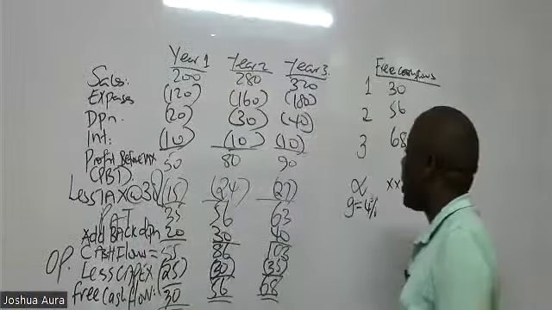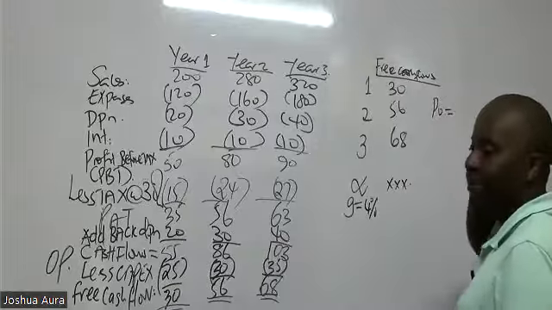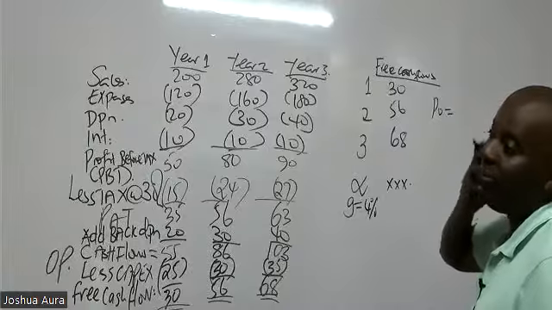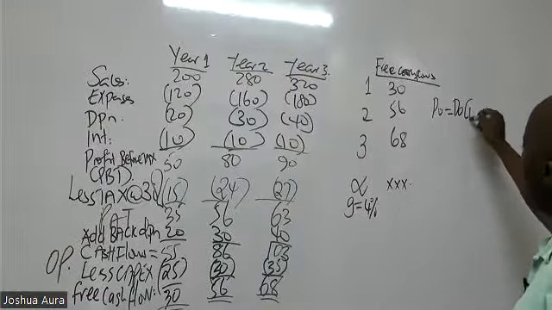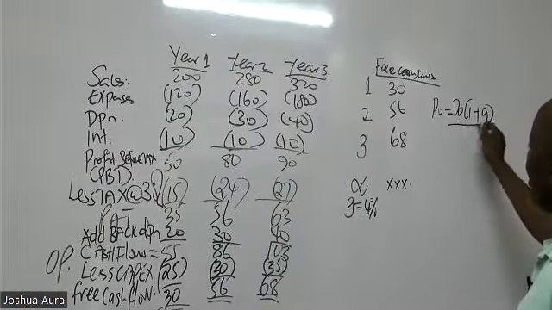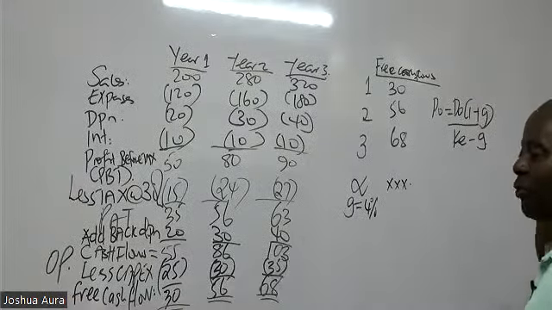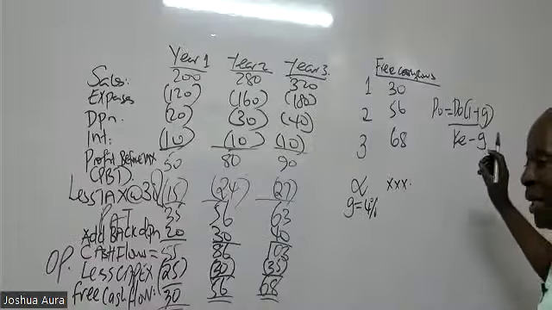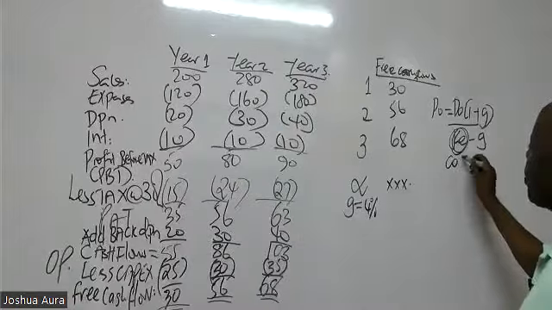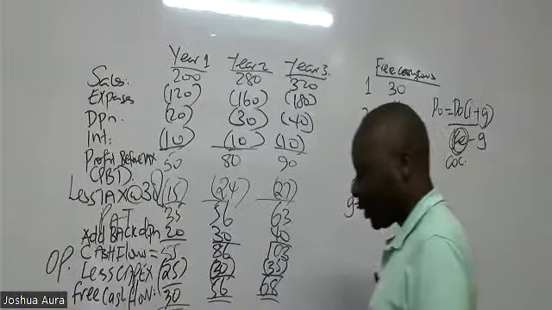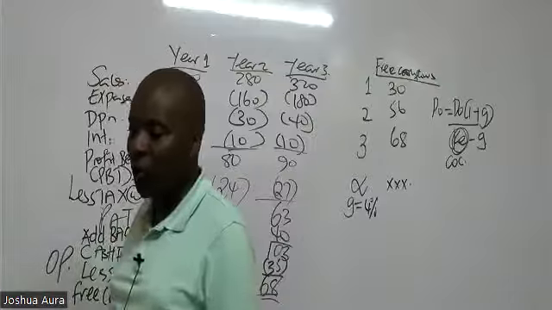So remember, this infinity figure is the PO. And for us to get the PO, ladies and gentlemen, it is always D0 times (1 plus growth rate) all over Ke minus growth. But again, remember, this is for purposes of you cramming. Otherwise, we should always know that this Ke is always the COC. The cost of capital is always the cost of capital.